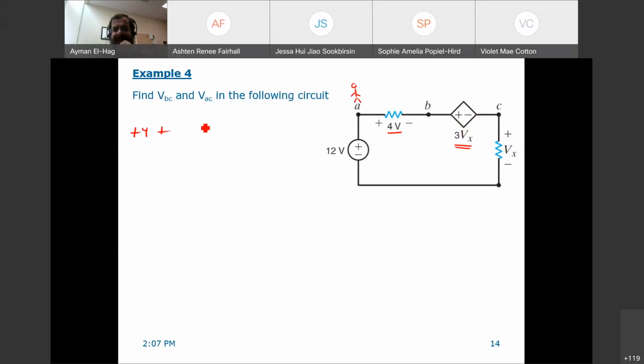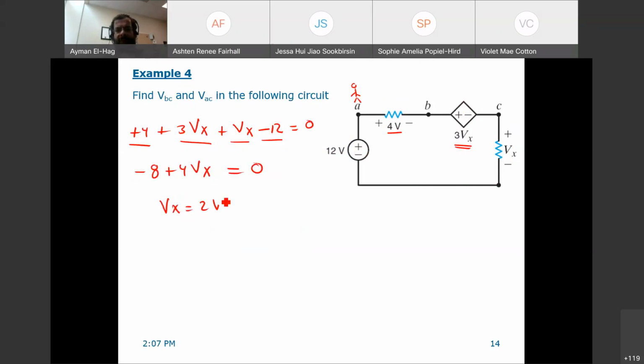Okay, so this is plus 3Vx, which is the voltage, plus Vx, then minus 12 equal to 0. So we have 4 minus 12, this is minus 8, plus 4Vx equal to 0, or your Vx is equal to 2 volts. This is your Vx. This is your variable.